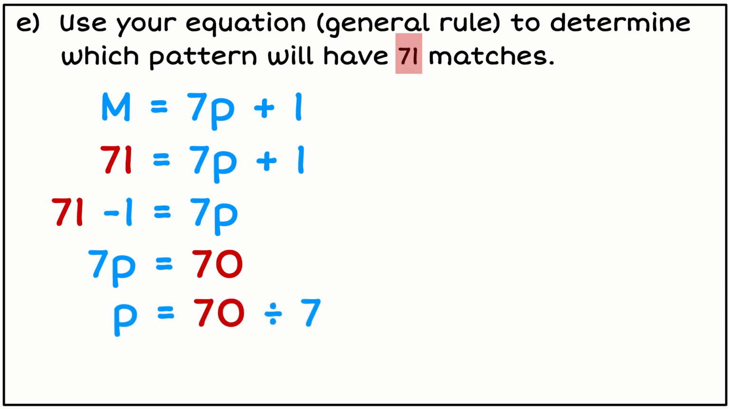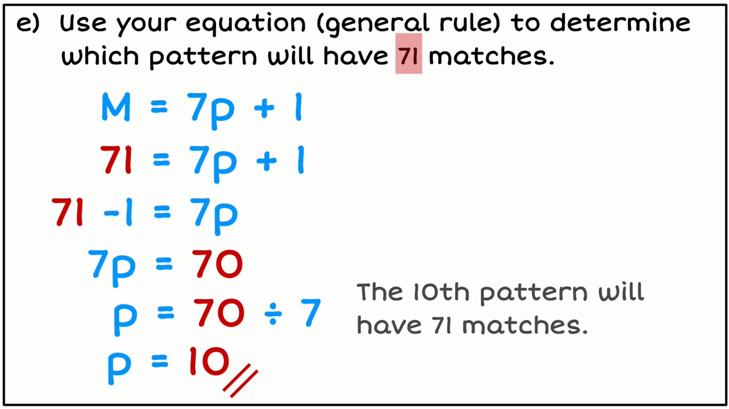Now I want to get rid of the 7, so take that to the other side. So I get P equals 70 divided by 7, and that gives me P equals 10. Now let's think, what was P? P was our pattern. So let's write a word answer: the 10th pattern will have 71 matches.